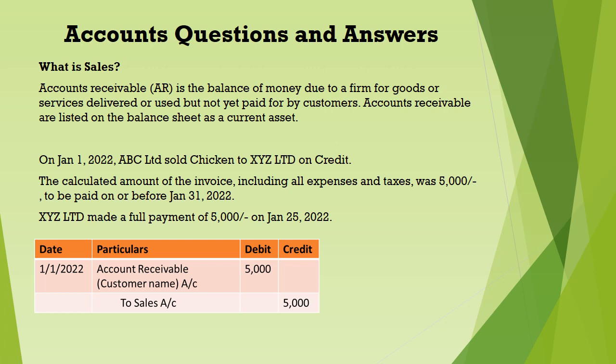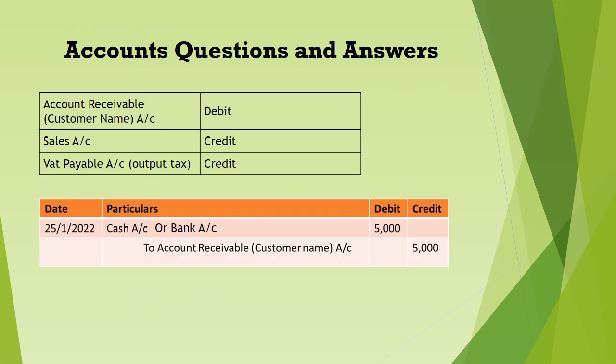When we made the sale, what is the entry? The customer account, accounts receivable, is debited, to sales account is credited. The full amount is 5,000. The second entry, when we receive the payment from the customer: cash account or bank account is debited, to accounts receivable account, that is the customer account, is credited.